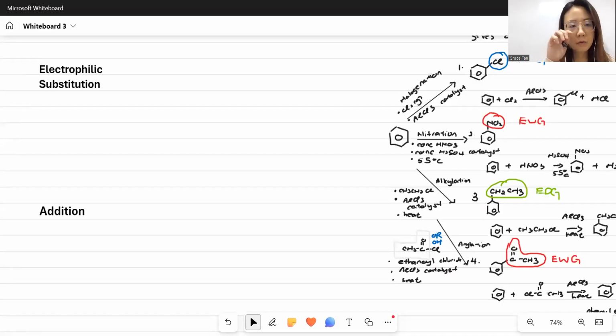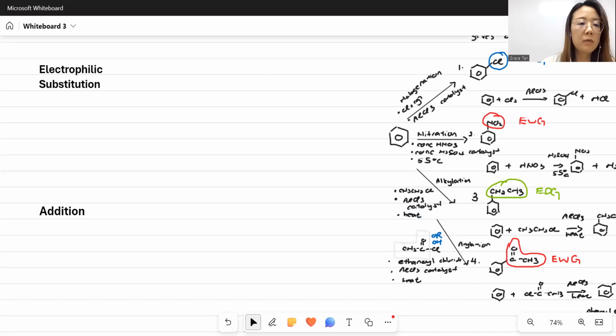This class, we will cover the electrophilic substitution on the benzene ring. And the other one is the addition reaction. Now, the main mechanism for benzene is electrophilic substitution. So there are a total of 4 types of reaction that benzene will run. As you can see at the right-hand corner, we do have the halogenation, nitration, alkylation, and acylation.